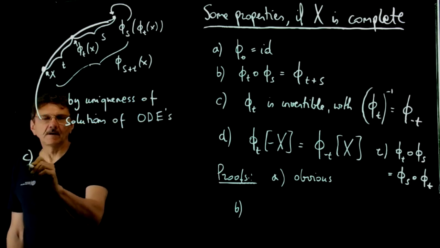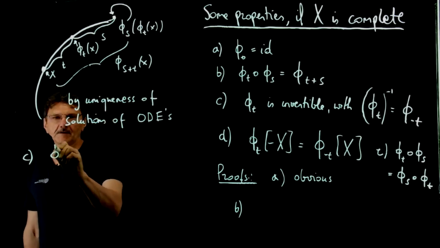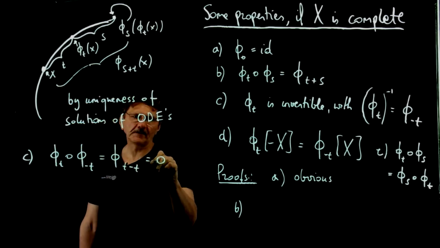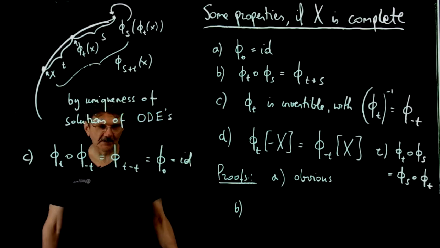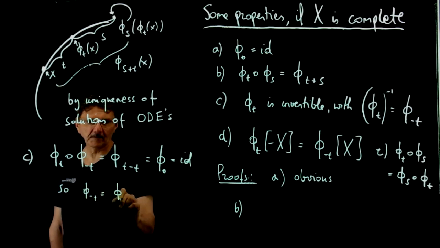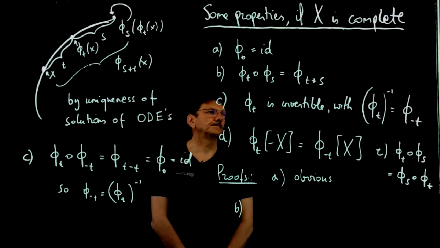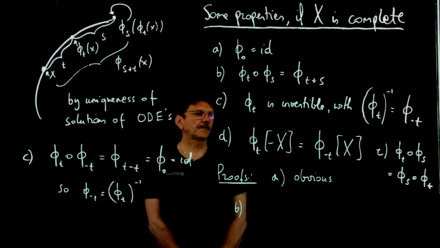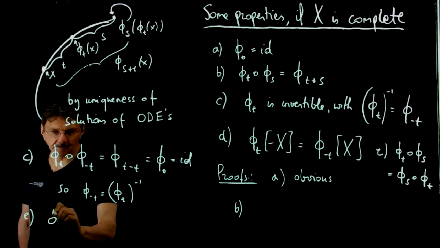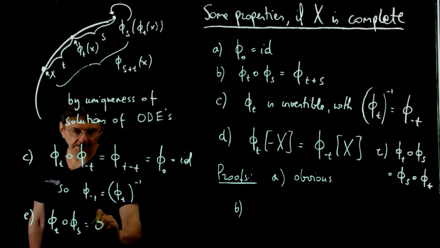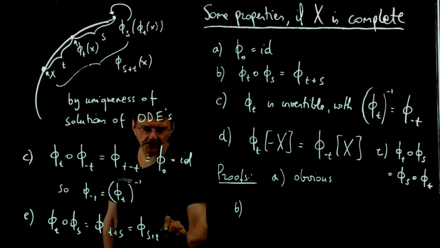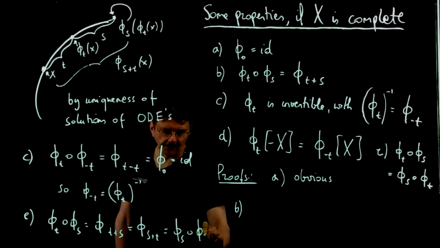Now C, phi t composed with phi minus t is phi t minus t, which is phi zero, which is the identity. So phi minus t is phi t to the minus one. Maybe let's do E. Phi t composed with phi s is the same as phi t plus s, which is the same as phi s plus t, which is phi s composed with phi t.